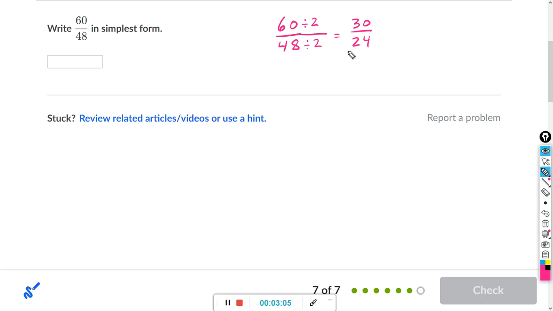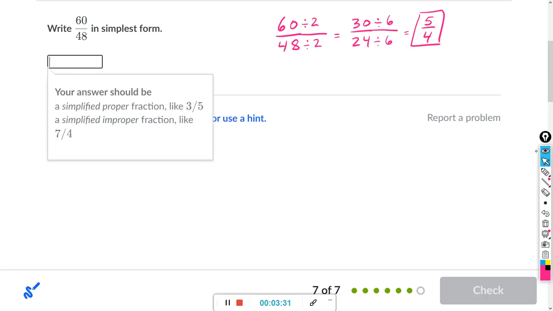Okay, now I can keep going with 2, but I know that 30 and 24 are both divisible by 6. So I do the same thing on the top and bottom, divided by 6. 30 divided by 6 is 5. 24 divided by 6 is 4. Okay, and I can't reduce that any further. So in the box I just type 5/4.